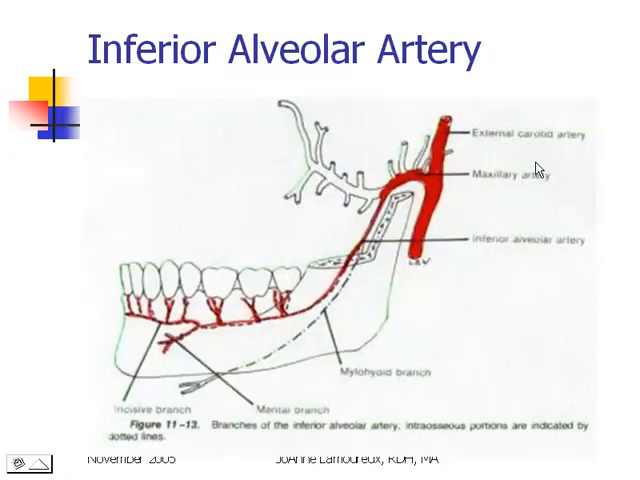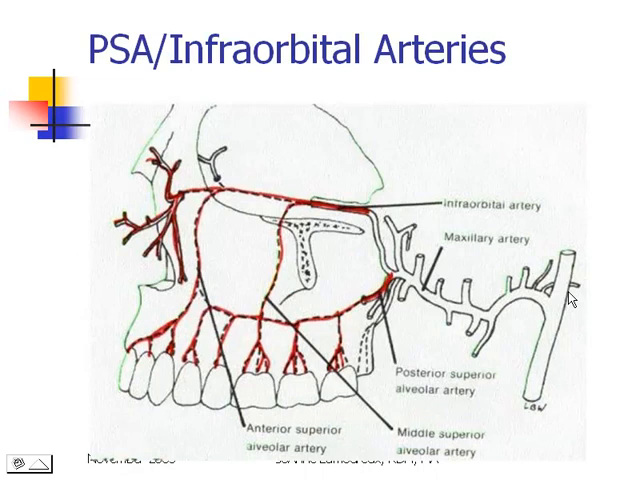Here's a closer up look. There's the external carotid artery, here's the maxillary artery, and here's the inferior alveolar artery entering the mandible at the mandibular foramen, running underneath the roots of these teeth just the way the nerve does, and sending a branch out the mental foramen. The posterior superior alveolar and infraorbital arteries basically follow the same pathway as the nerves.